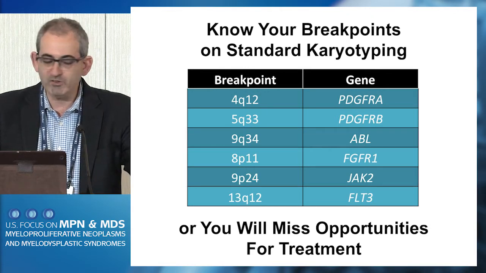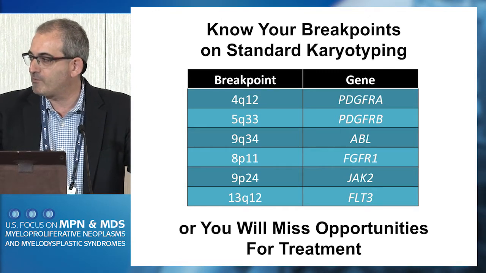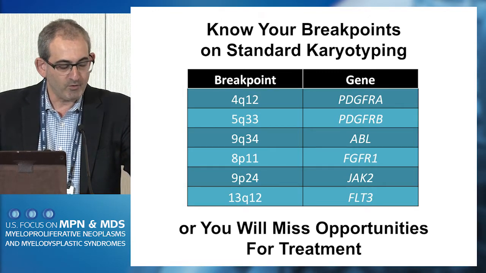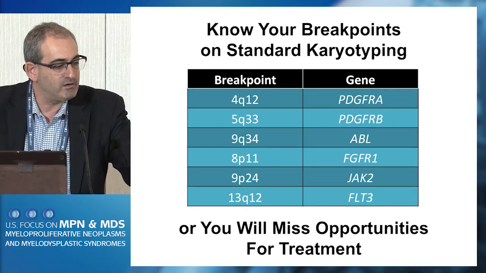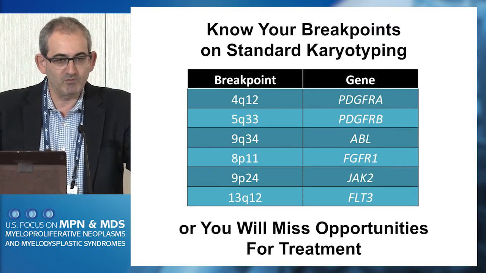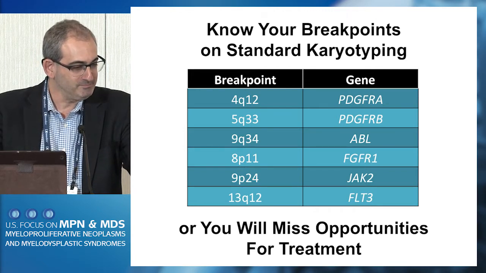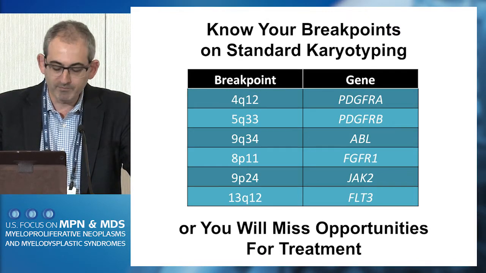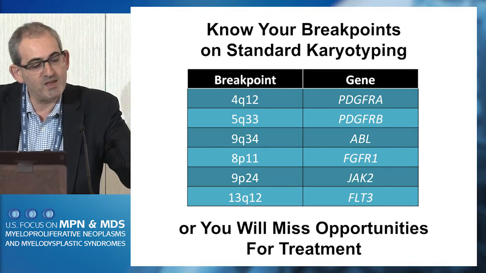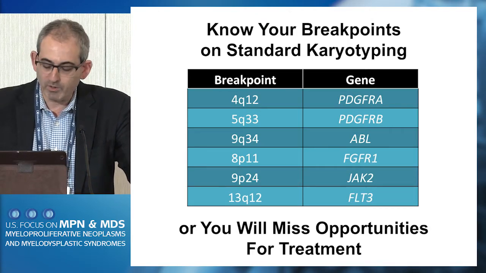So 4q12 is where PDGFR alpha is located. 5q31 to q33 is where PDGFR beta is located. Of course, you know that ABL is located at 9q34. FGFR1 is located at AP11, hint, hint, pre-audience survey question. JAK2 is located at 9p24 and FLT3 at 13q12. So whenever I have a patient with eosinophilia, we do a bone marrow biopsy, we look at cytogenetics, I'm always looking for these breakpoints.